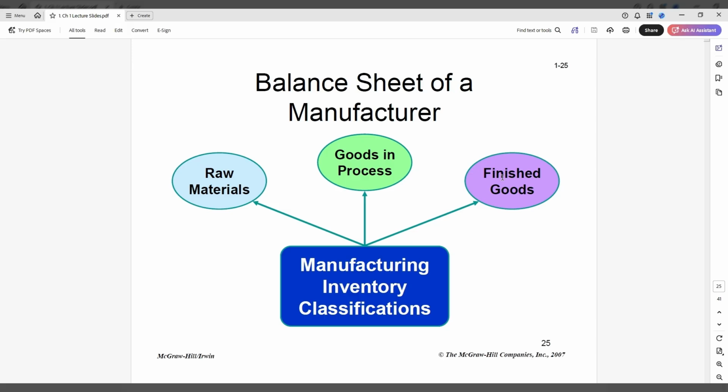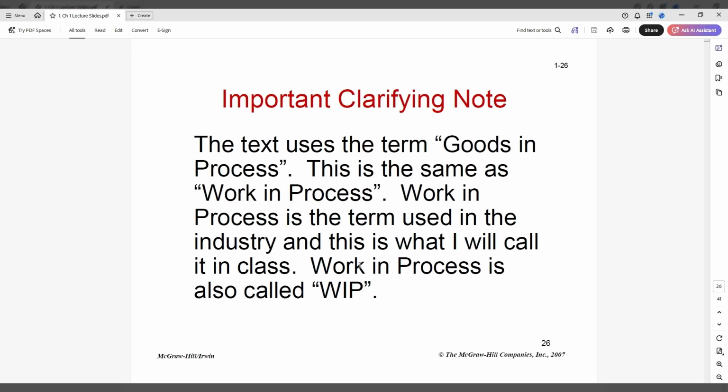Then it's a finished good. And all three of these are different stages of inventory. So these are all assets. They're all inventory. They're just different stages of inventory, basically, that we want to keep track of as a manufacturer.